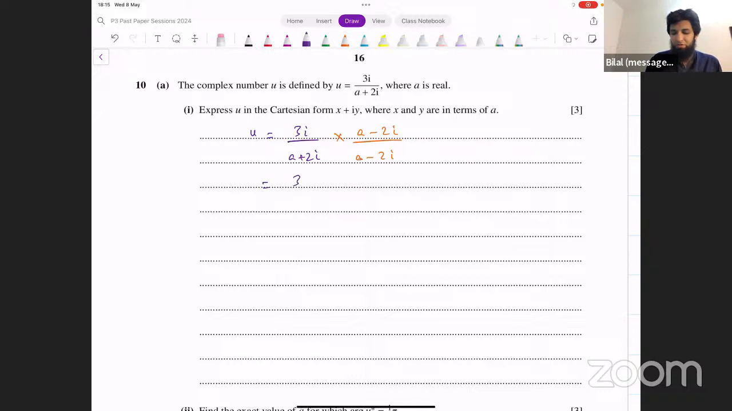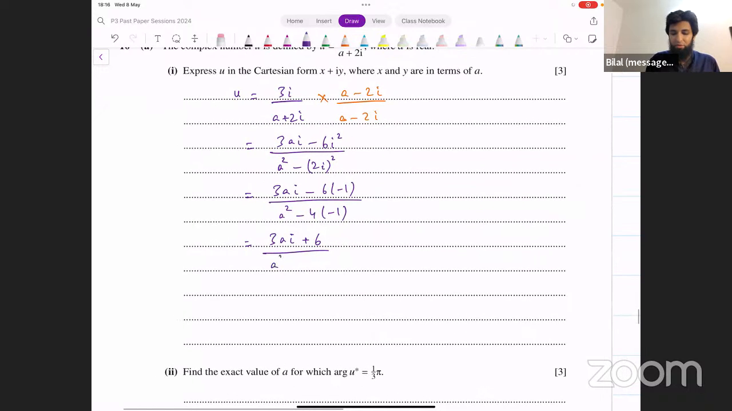It becomes 3ai minus 6i squared. In the denominator, it's (a plus b) into (a minus b), so that's a squared minus (2i) squared. Let's simplify this further. It becomes 3ai minus 6 into minus 1, over a squared minus 2 squared, which is 4, into i squared, which is minus 1. And that becomes 3ai plus 6 divided by a squared plus 4.